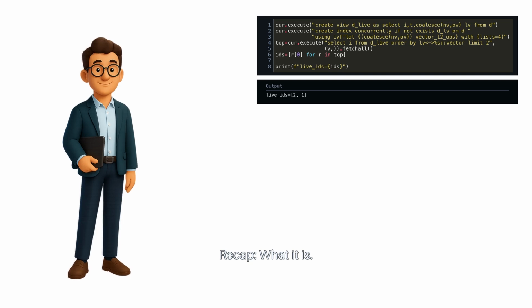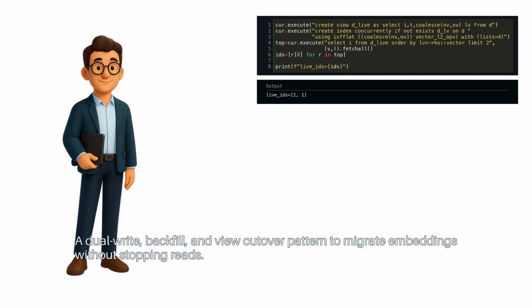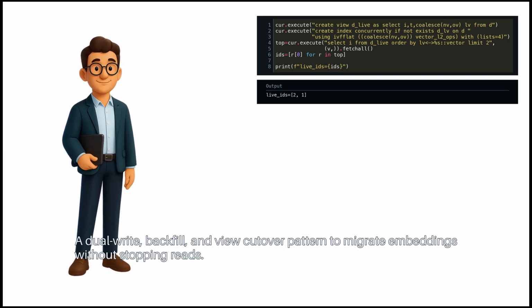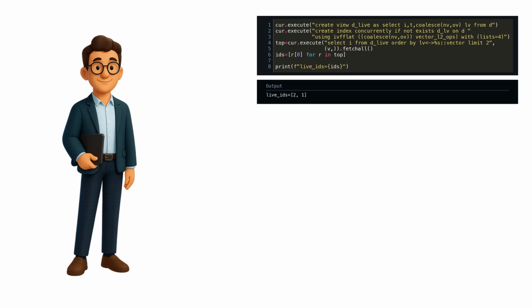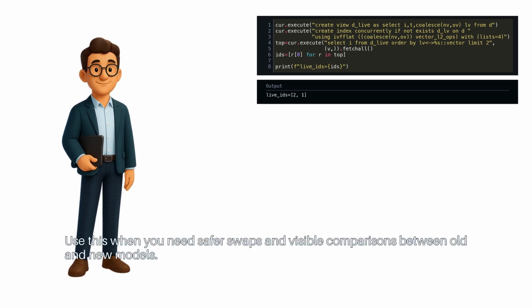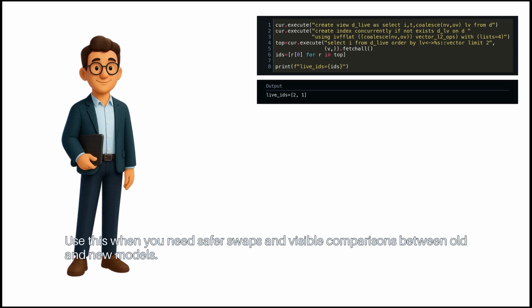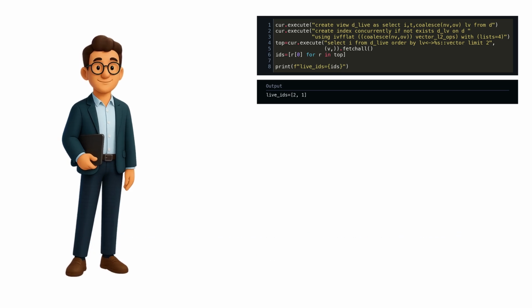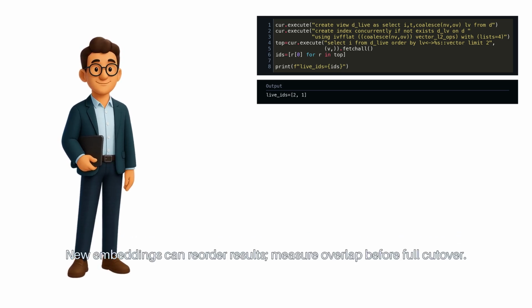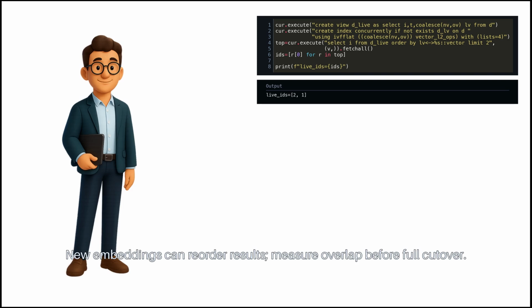Recap: what it is is a dual write, backfill, and view cutover pattern to migrate embeddings without stopping reads. When to use it: use this when you need safer swaps and visible comparisons between old and new models. One caveat: new embeddings can reorder results. Measure overlap before full cutover.